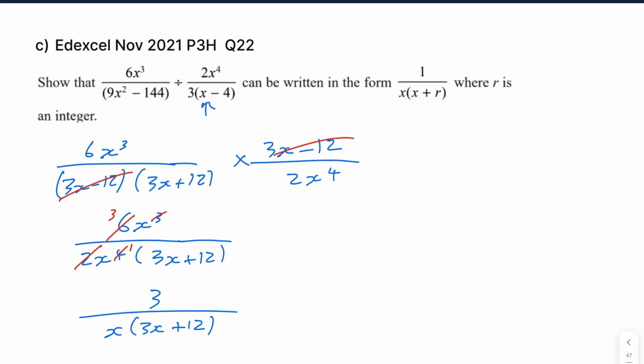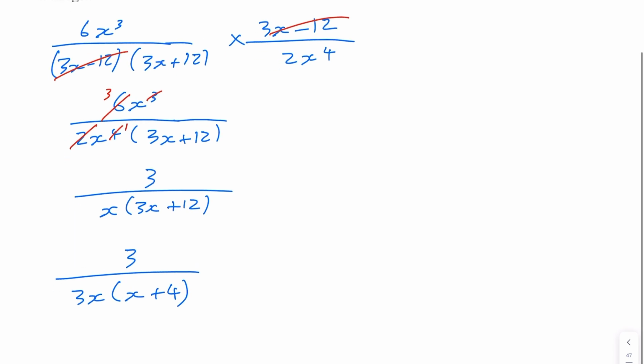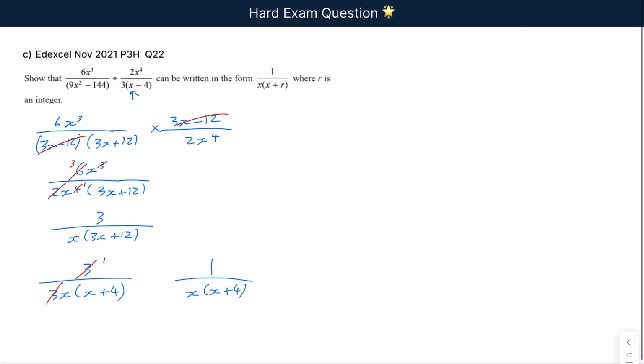Now, if I look at what the question's asked for, it's asked for it in this form. So straight away, I can notice this can be factorized further. So the 3 can pull out. And if you look at the answer, it wants a 1 at the top, but you can notice that this cancels out even further. So that and that just becomes 1. That's going to be 1 over x bracket x plus 4. And that is the answer there.